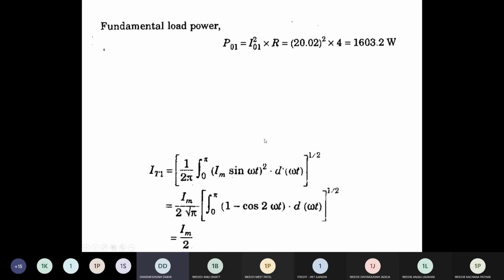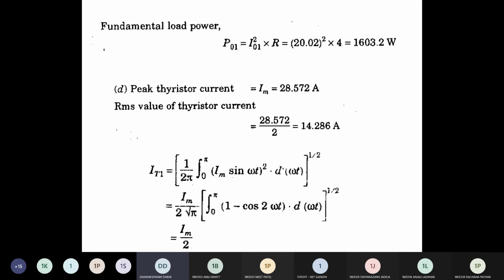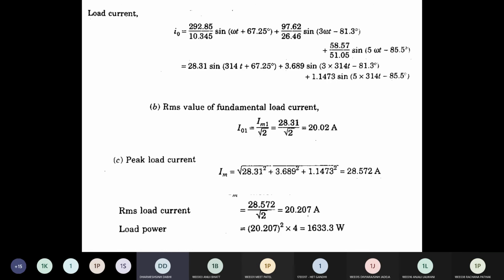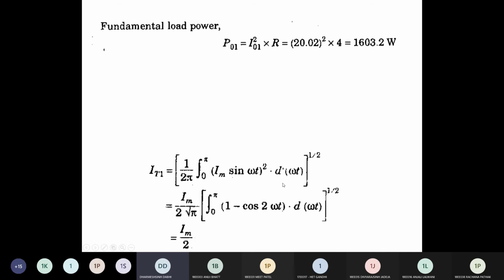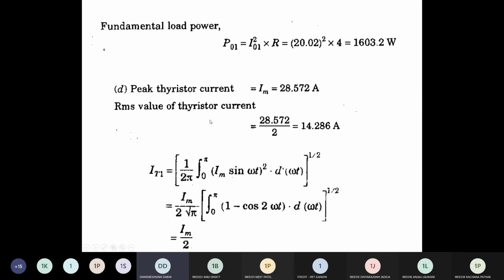So we already calculated the value of Im, the peak value of thyristor current. Clear? What is the peak value of thyristor current? It is whatever peak current is flowing in the load, which is 28.57 ampere. In the last lecture we calculated this. The same current flows into the thyristor, because load and thyristor are connected in series. So 28.57 is the peak current of the thyristor, and the RMS value of thyristor current is Im by 2. So the RMS value is 28.57 divided by 2, which is 14.286 ampere. All of you understand this?